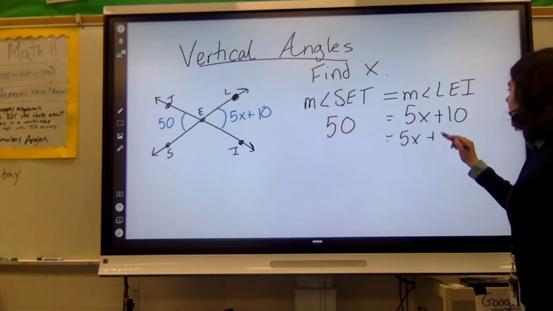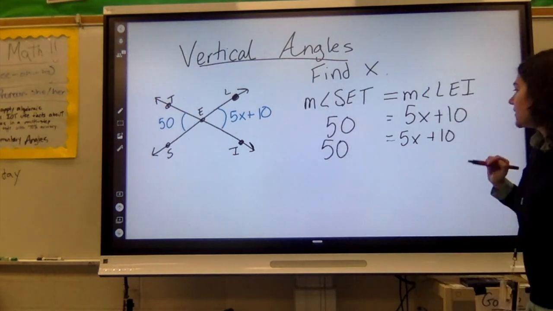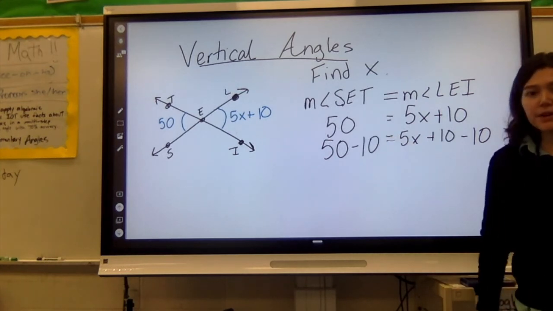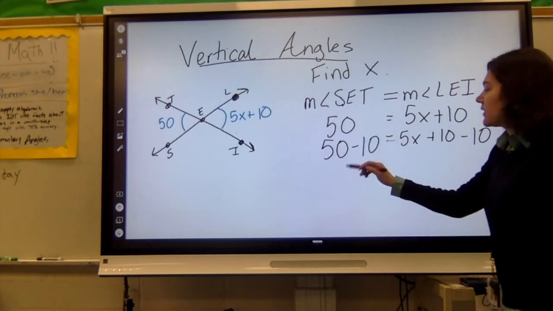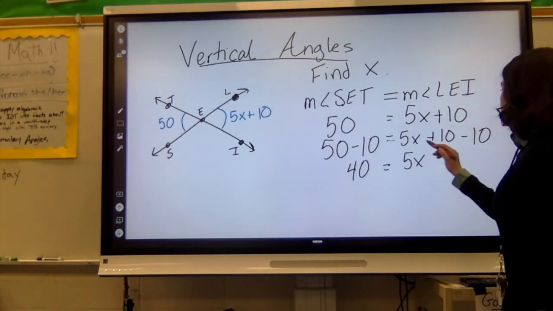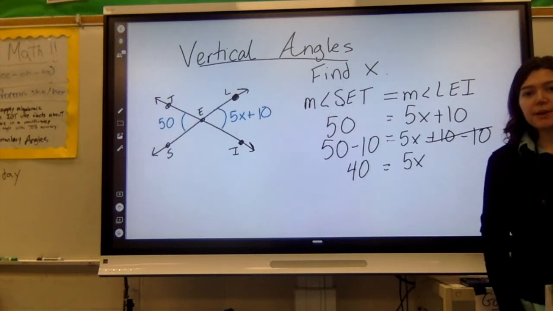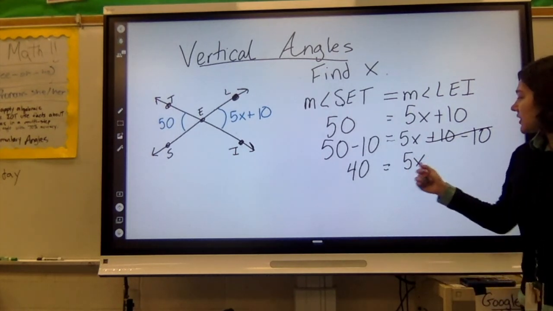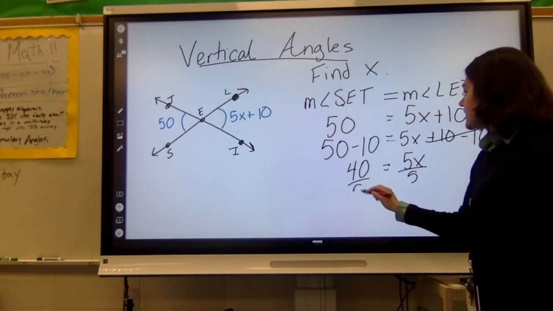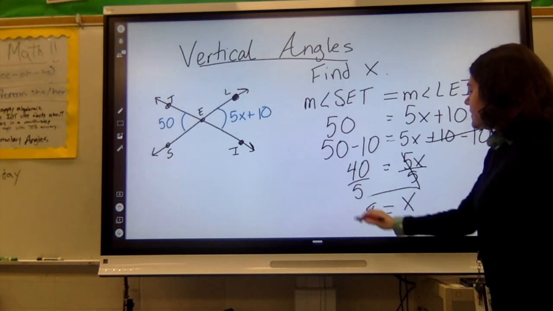So I rewrite what I have, leaving some room. How do I undo adding 10? I subtract 10, so I do that to both sides of my equation. 50 minus 10 is 40. And then I just have 5x here because 10 minus 10 is 0, so that part goes away. Now I have 5 times x equals 40, so lastly I divide both sides by 5. The 5s cancel, and I get that x equals 8.